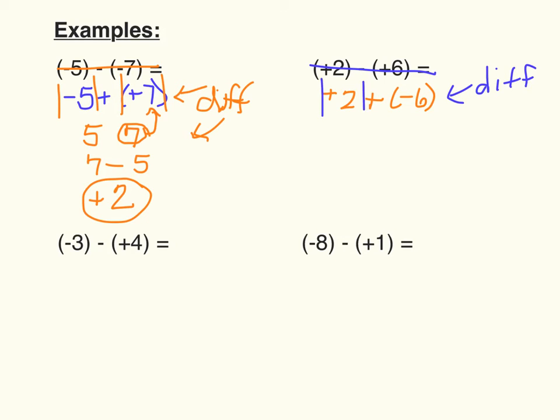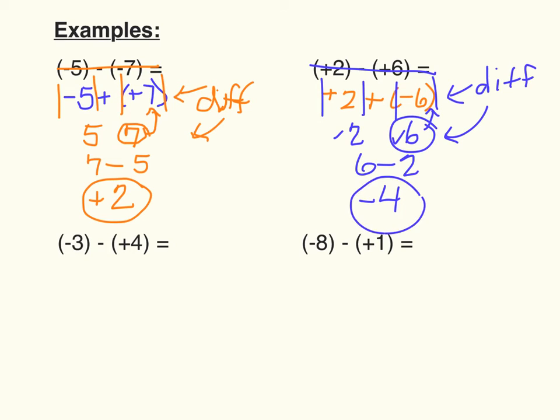I know I need to find the absolute values of these numbers. The absolute value of +2 is 2. The absolute value of -6 is 6. I'm finding the difference. So 6 minus 2 is 4. And I take the sign from the larger absolute value. I've got 2 and 6. This is larger. I take the sign as negative, -4.